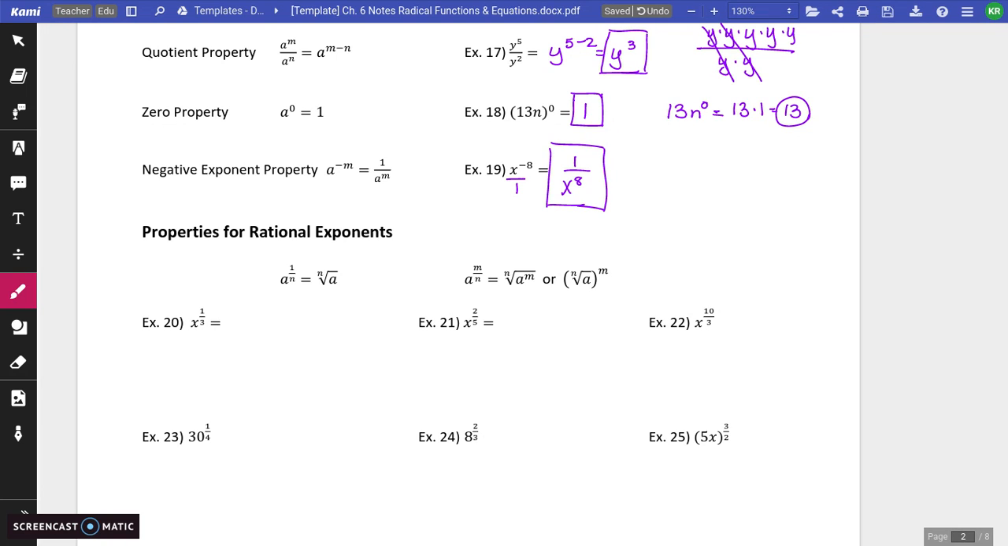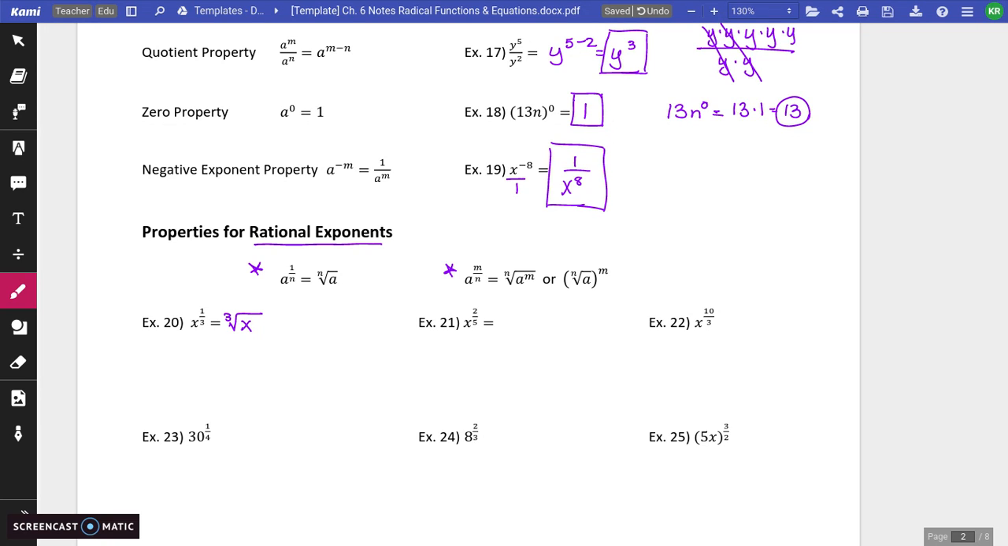Okay, so now rational exponents. All of the exponents we've dealt with so far have been integers. However, you can have a fraction as an exponent, and that's this concept of rational exponents. So here's the rule. There's just 2 things you need to remember. a to the 1 over n power is the same thing as the nth root of a. So for example, number 20, x to the 1/3 power is the same thing as the cube root of x. Those 2 things are equivalent statements.